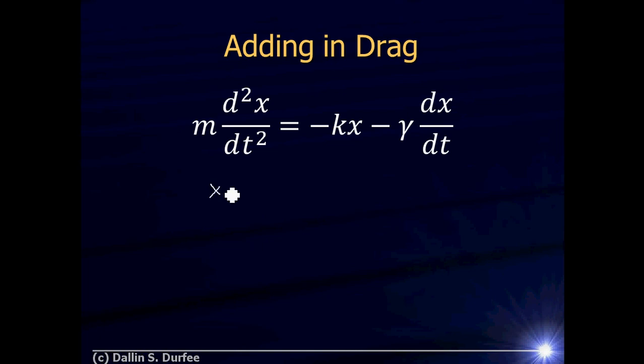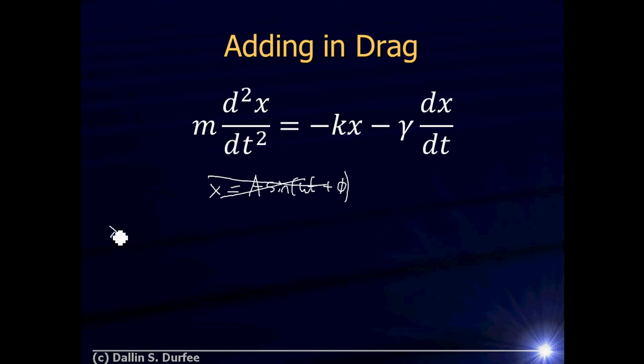So let's try our sine solution. x is equal to a sine omega t plus phi. I take my derivatives and I plug it in and I say, great, second derivative is a sine, x is a sine, first derivative is a cosine. The sines don't cancel out anymore. This is not a solution. Got a problem.